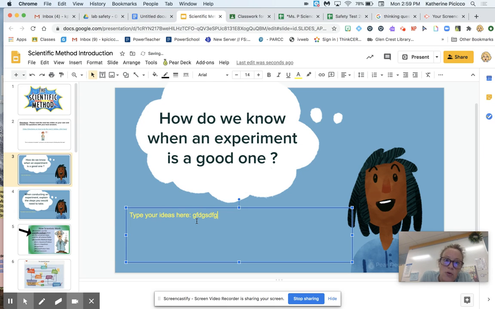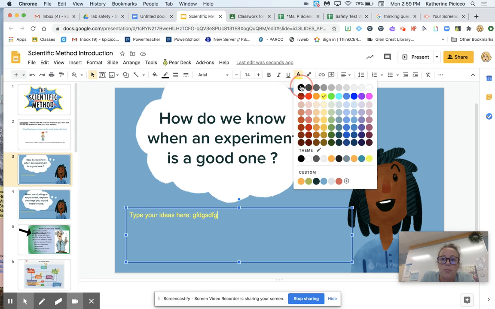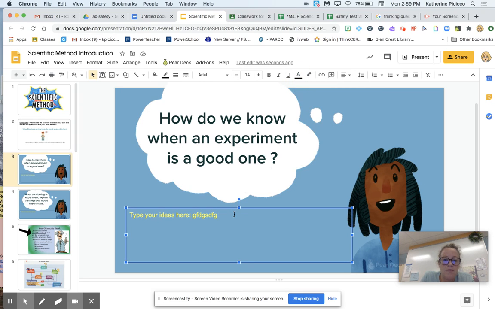All right, so it might show up as yellow. If you're okay with yellow, you can do that. Or if you're not okay with yellow and you're particular about the font, you can go up to where it says text color and change it to black if you prefer. But please make it something that you and I can both see. Okay, so let me get rid of that. So how do we know when an experiment is a good one?